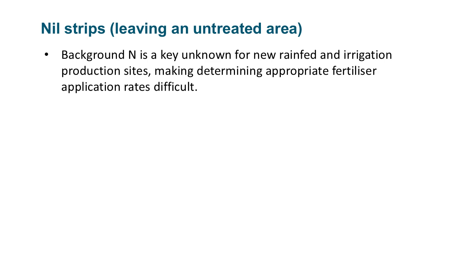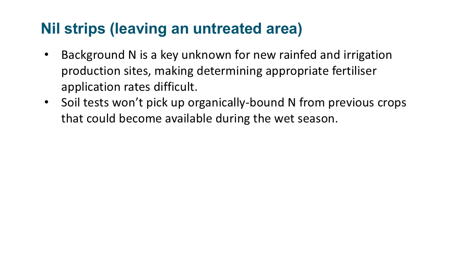might like to apply. Soil tests are certainly useful, but one of the limitations is that they won't necessarily pick up nitrogen that's bound organically in residues from the previous crop. And the contribution of those residues can be quite significant, as we discovered when cotton was following maize that had been harvested in early December in the Burdekin.